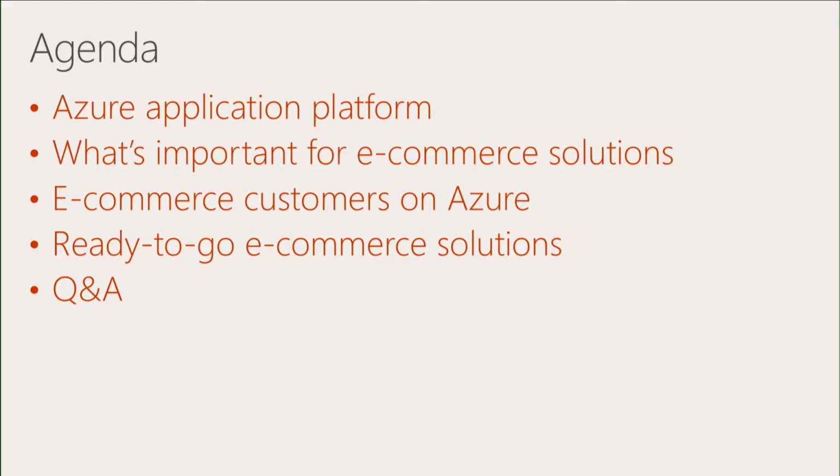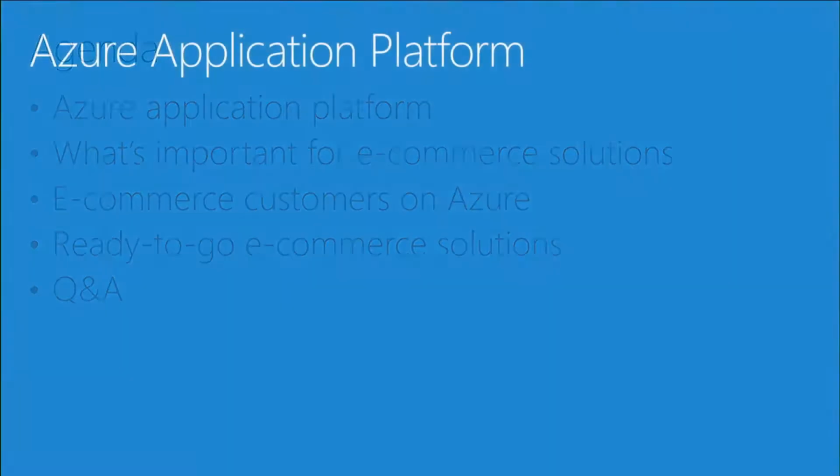Then we'll look at what is important to think about from an e-commerce point of view as we think about the specific needs of an e-commerce platform, the specific needs of the end user of that platform, and also the developer of the platform. We'll take a look at some customers who are doing e-commerce on us today. And then I'm going to dive into some ready-to-go solutions for e-commerce that you can actually take today. And I'll walk through a number of architectures and do a couple of demos to show you some of the ways that you can deploy them. And then hopefully we'll have time for some Q&A at the end.